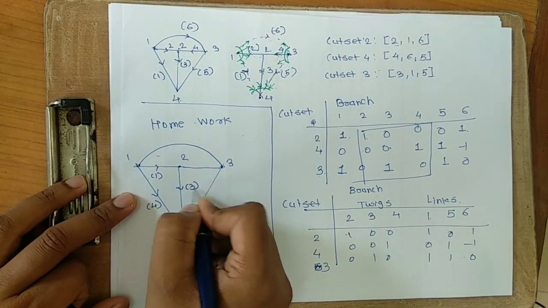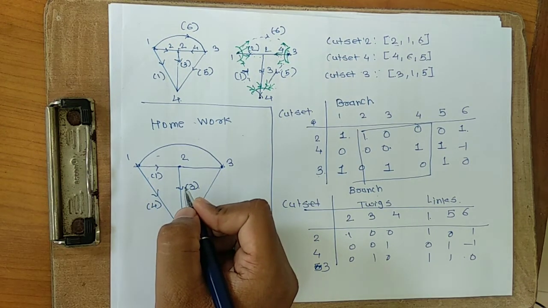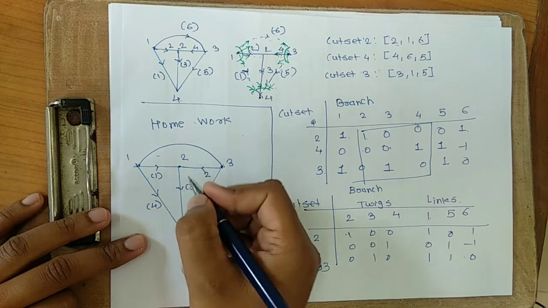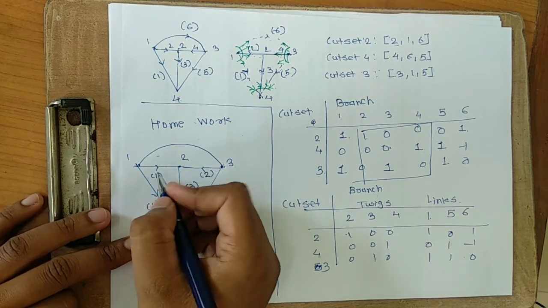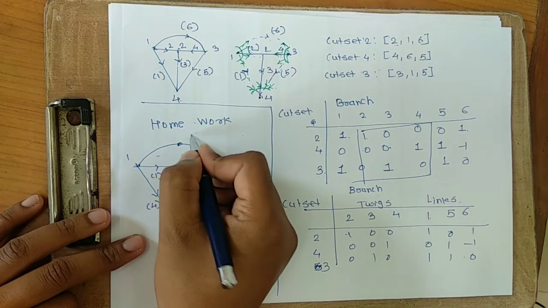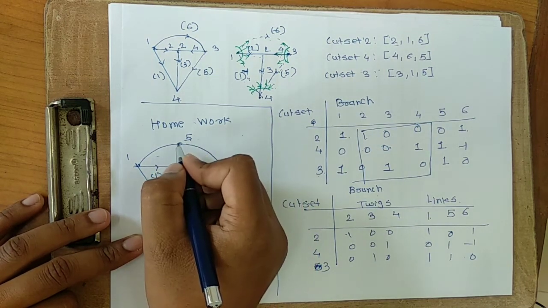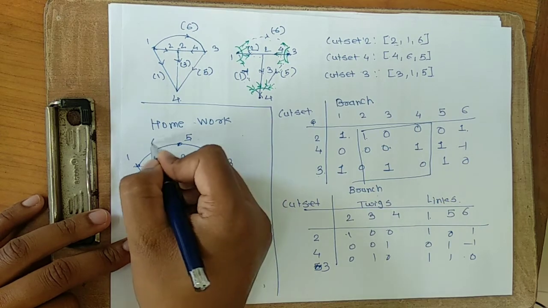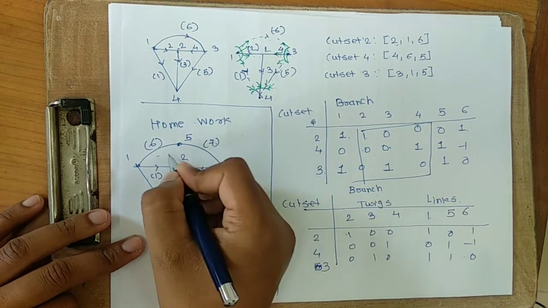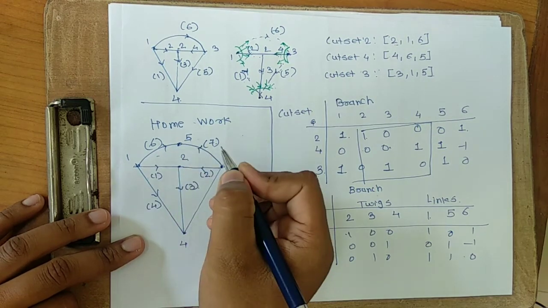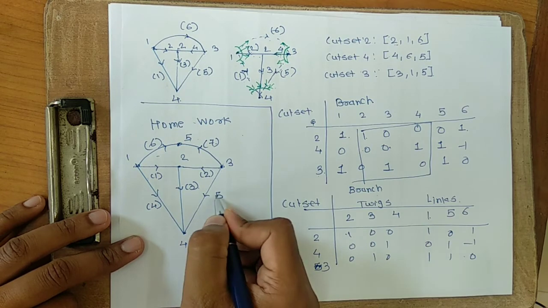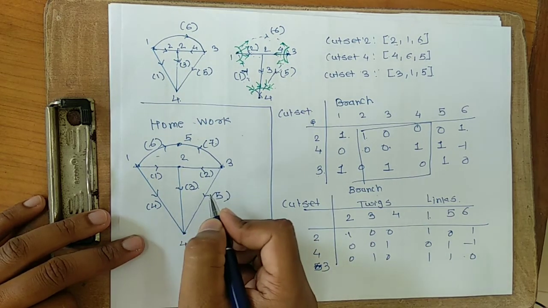Third branch, second branch, fifth branch, fifth node, sixth and seventh branch, fifth branch, fourth branch, third branch.